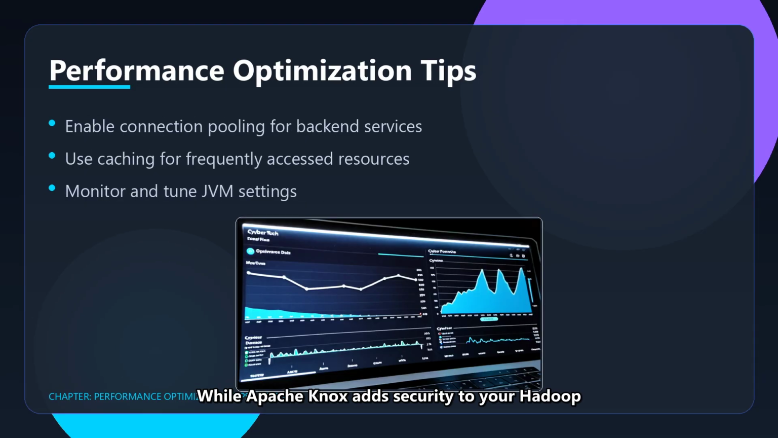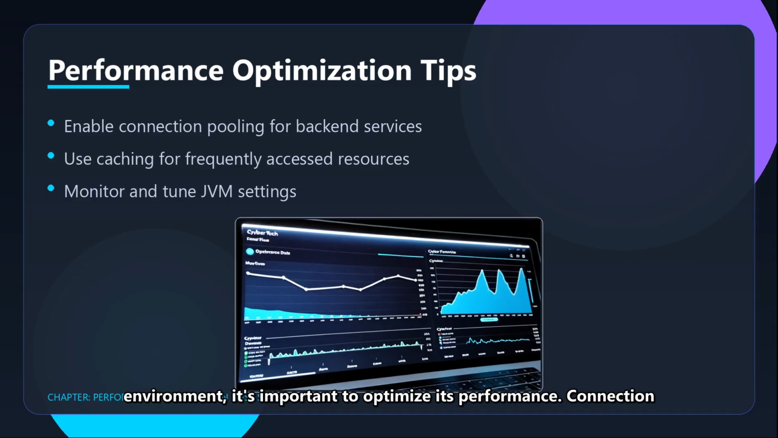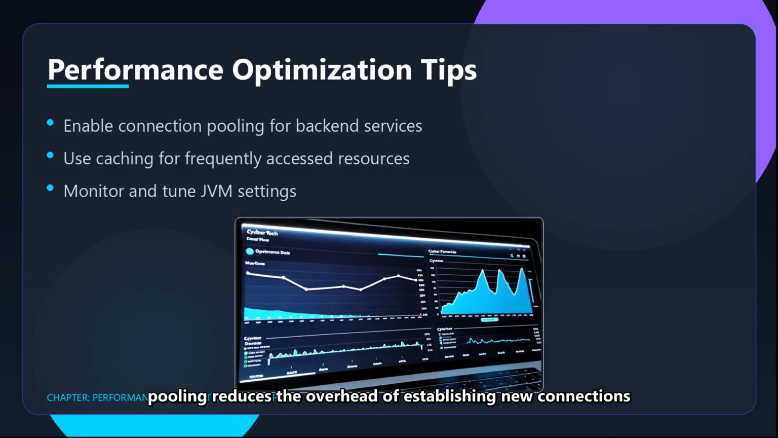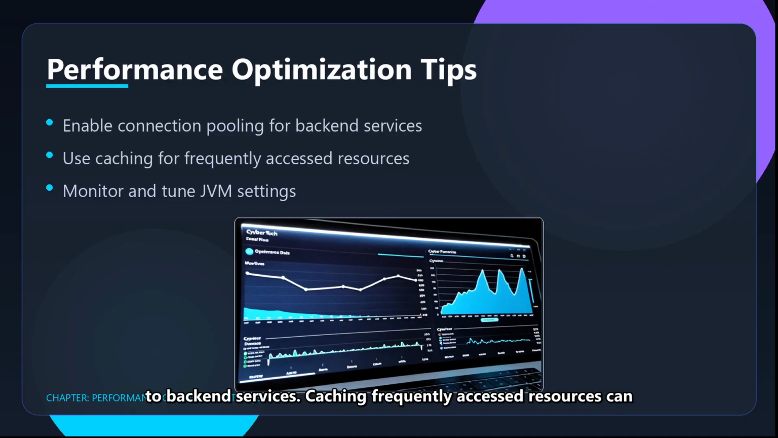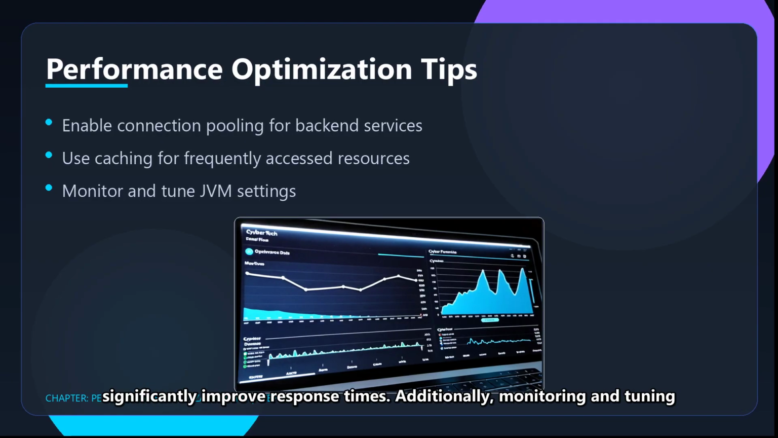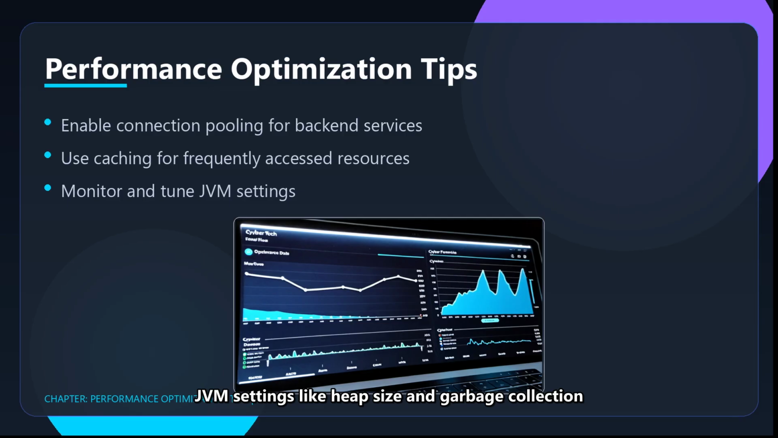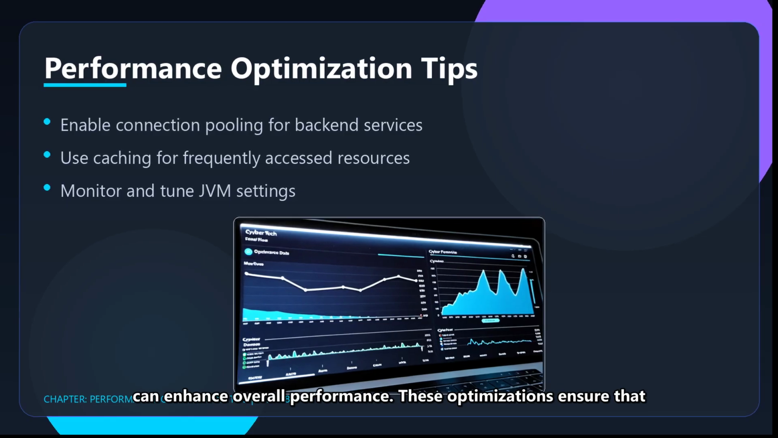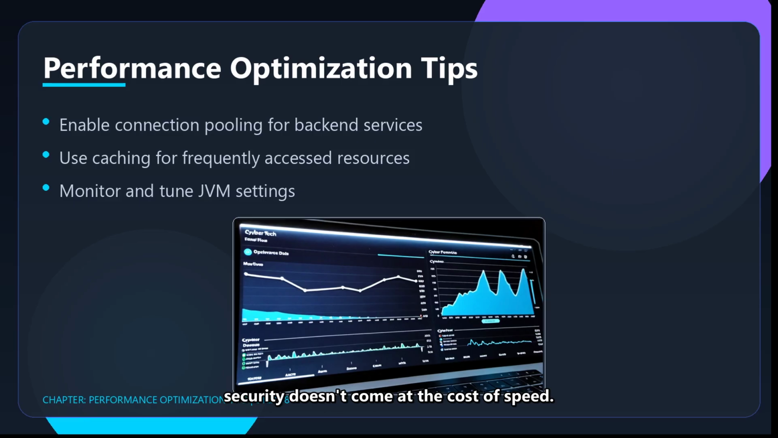While Apache Knox adds security to your Hadoop environment, it's important to optimize its performance. Connection pooling reduces the overhead of establishing new connections to backend services. Caching frequently accessed resources can significantly improve response times. Additionally, monitoring and tuning JVM settings like heap size and garbage collection can enhance overall performance. These optimizations ensure that security doesn't come at the cost of speed.